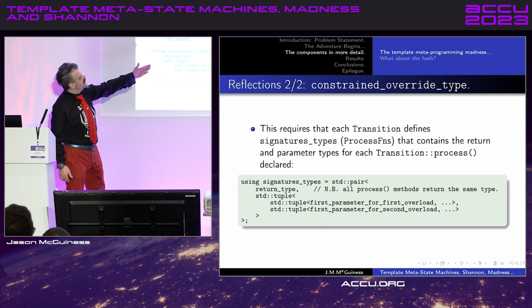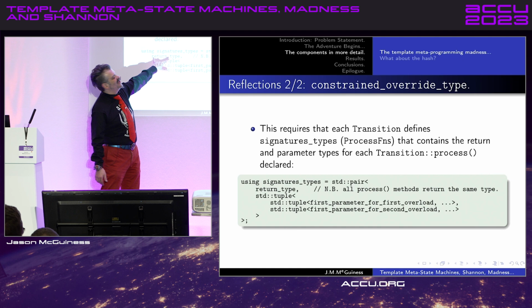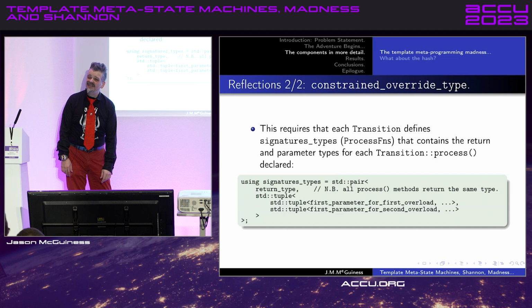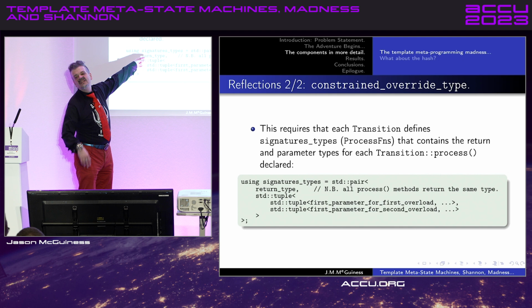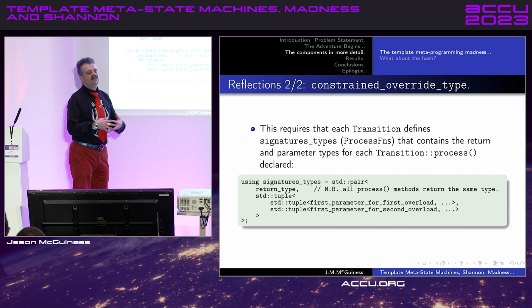And here we have an example. Note, all of them have to return the same type. Remember, this is a state transition table. It's going to return the next state, isn't it? So it's all state type. So yes, we can get away with the same type there. In my opinion, in this use case, it's a minor inconvenience.